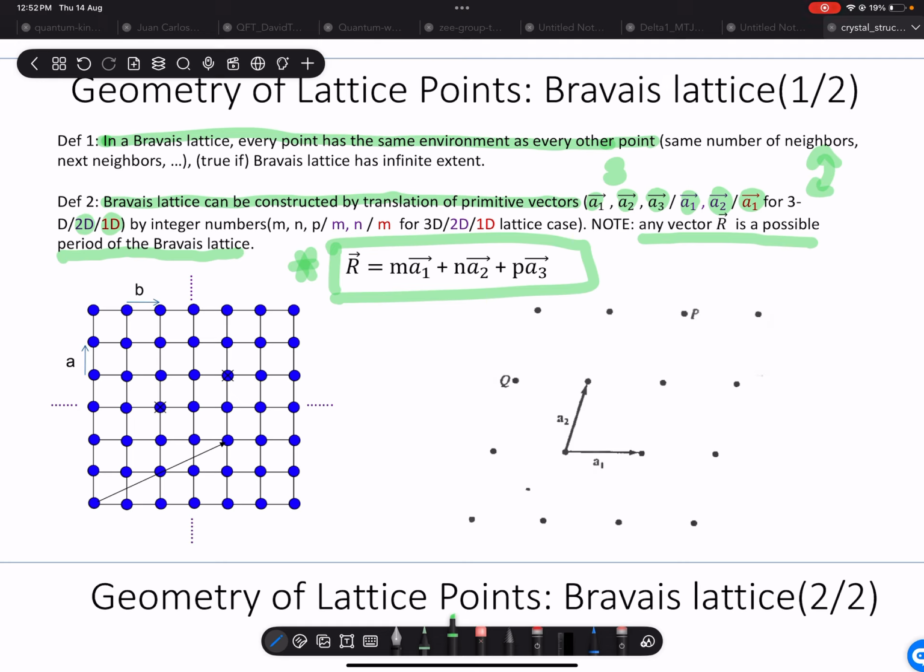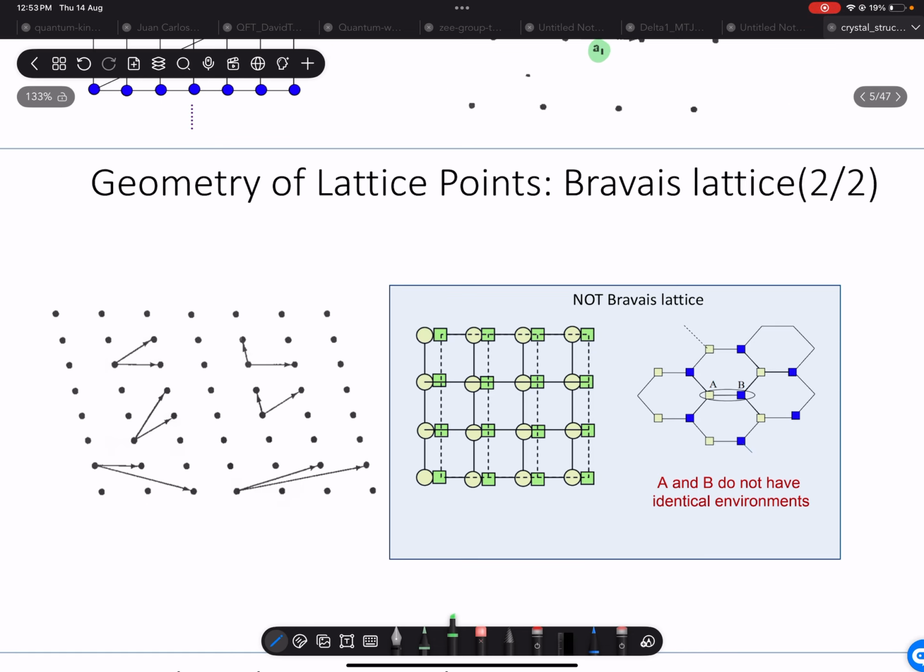Whenever somebody tells you to think about a Bravais lattice, it should occur to your head that there are three primitive lattice vectors that construct the Bravais lattice vector R, right? Any point can be taken as an origin. Here is an example. All these lattice points can be covered by these two primitive lattice vectors a1 and a2. So m, n, and p are basically integers. They have to be integers. That's essential. To define a Bravais lattice, we need to know these primitive lattice vectors, and our job is done in a way, right?